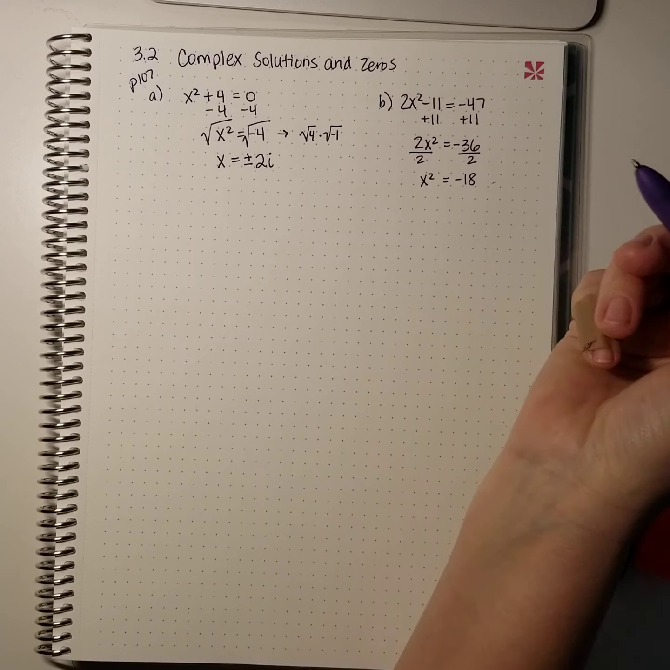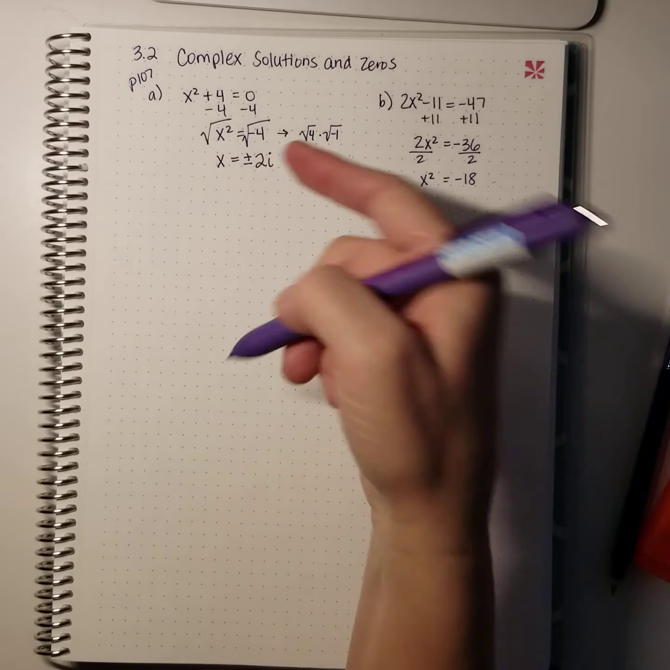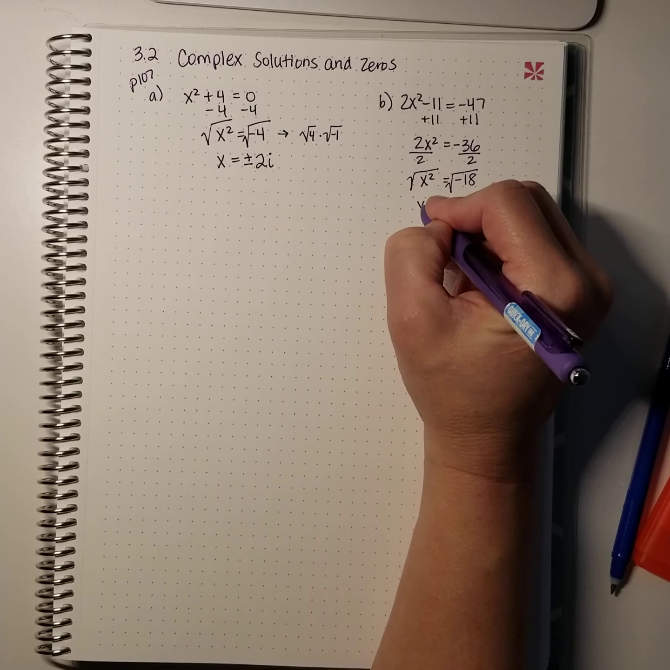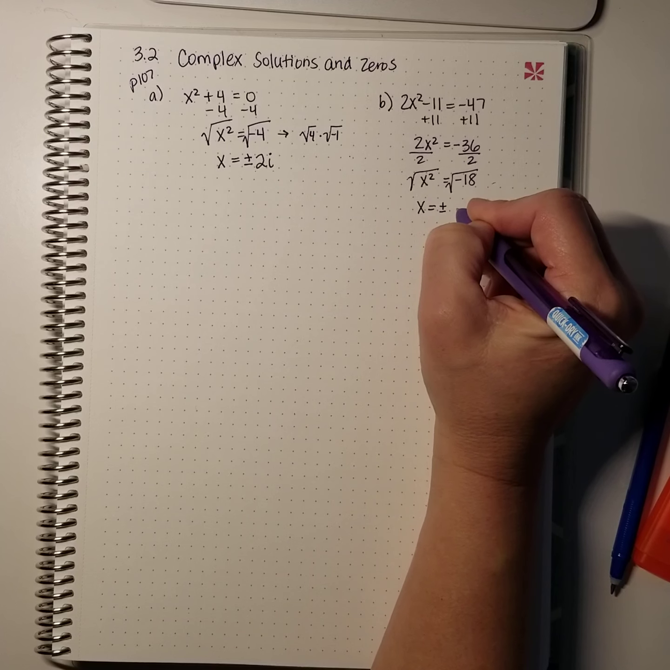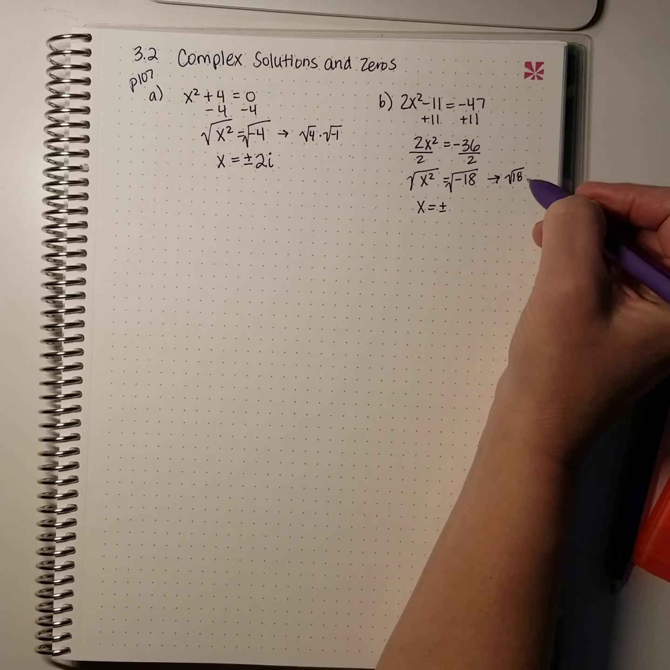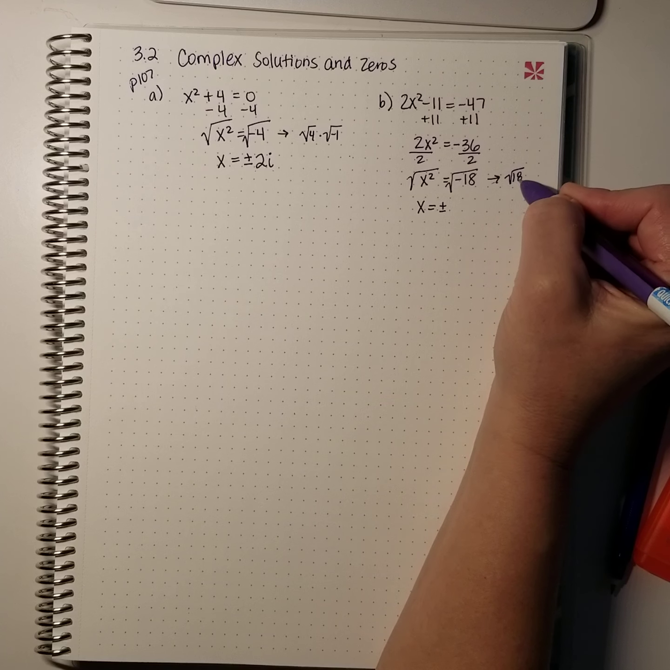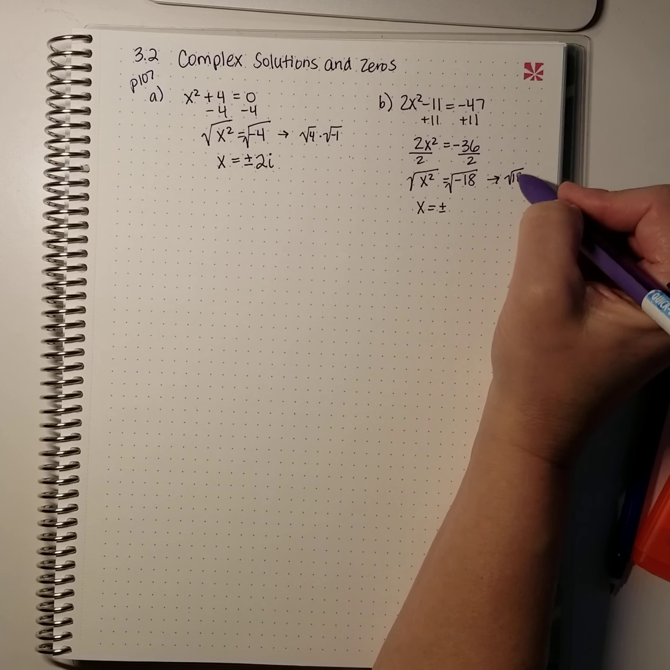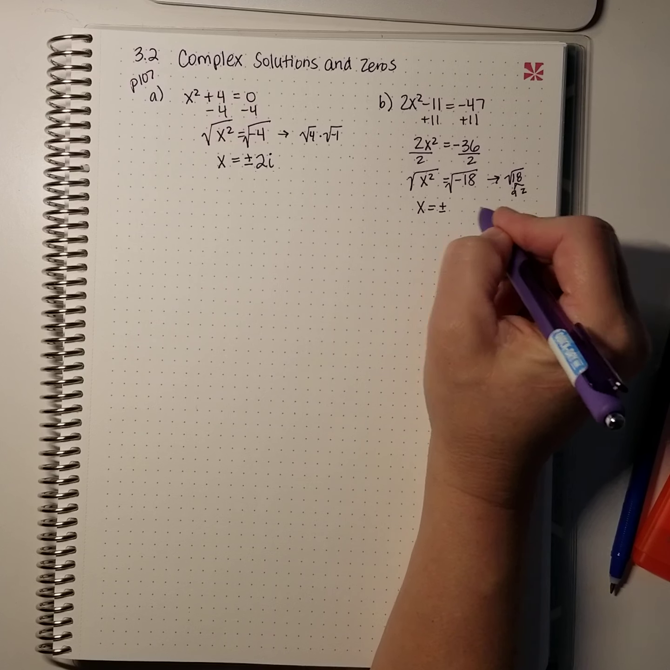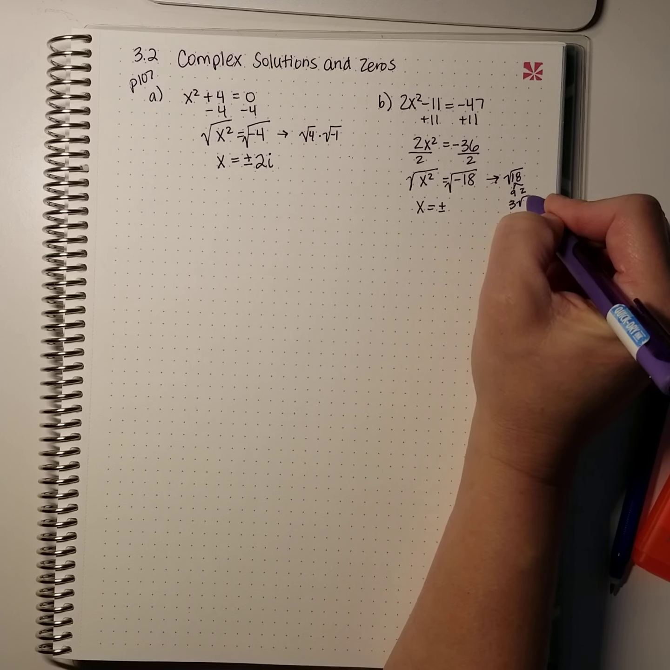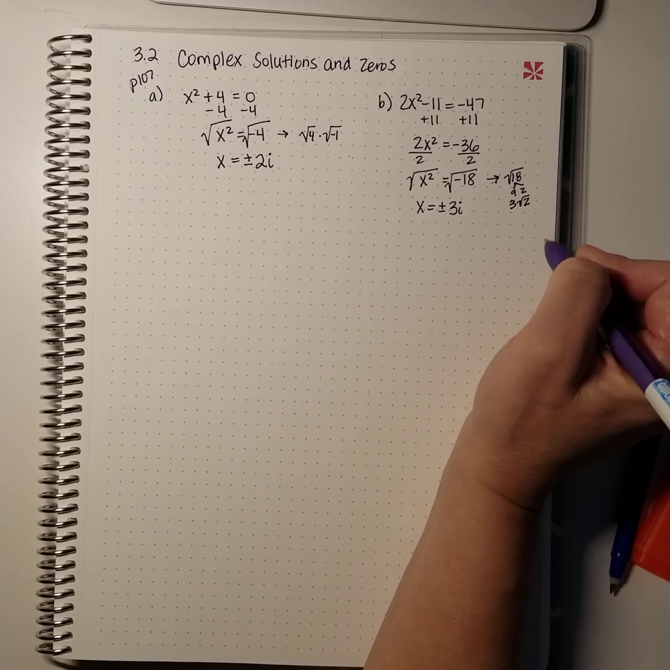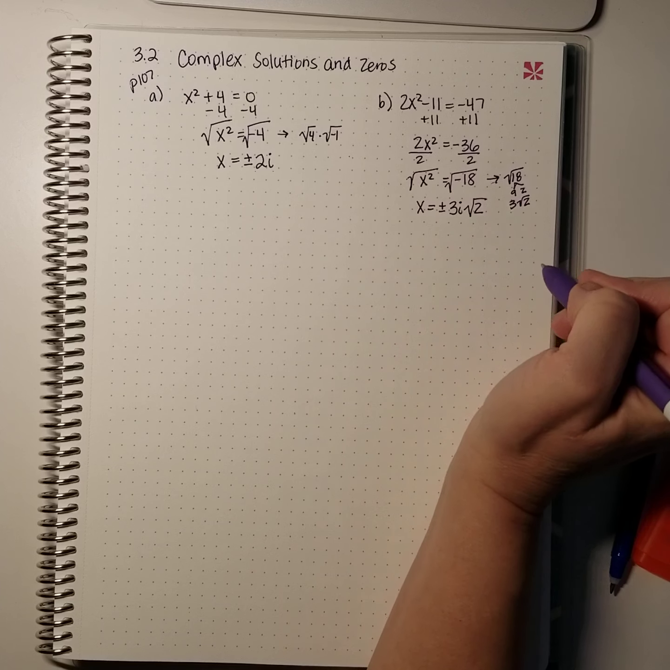Okay, again, in the past, no real solutions. So what are the imaginaries? Well, we take the square root of both sides, and we get x equals plus or minus the square root of negative 18. Okay, so let's simplify the square root of 18. We know that negative is going to show up as an i. This is 9 times 2, so that's going to be 3 times the square root of 2. So we would write our answer as 3, the i would come in the middle, and then root 2.